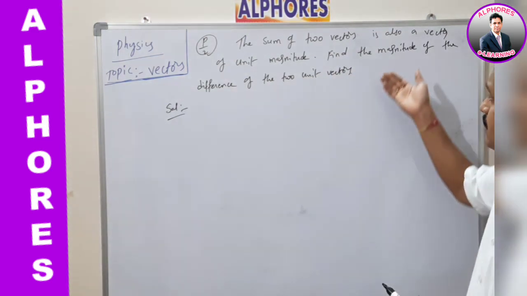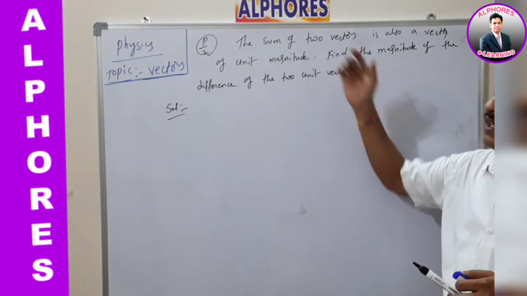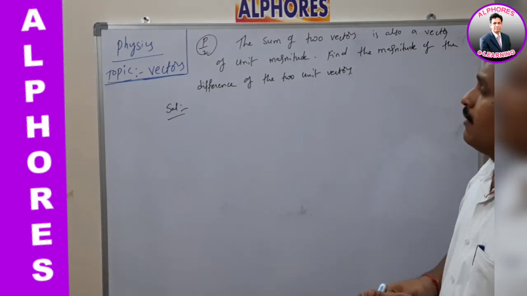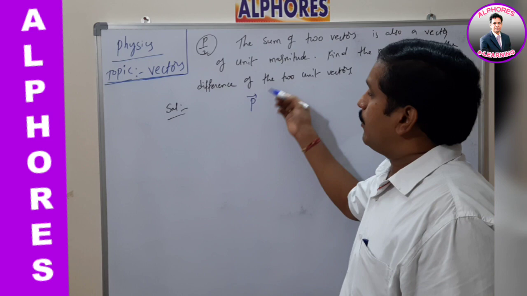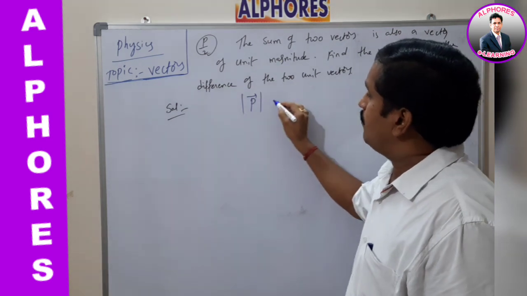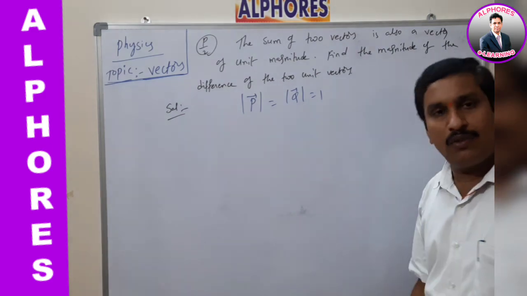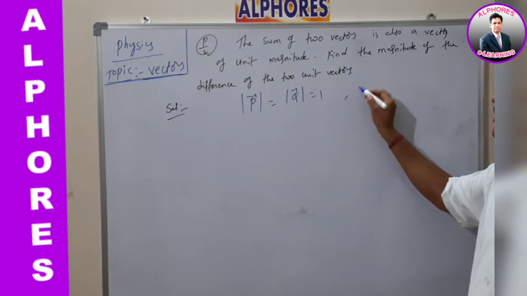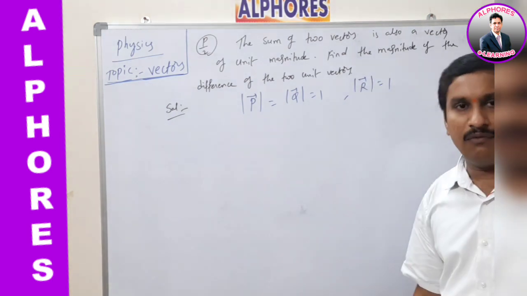In order to find the difference of two unit vectors, first we have to find the angle between the two vectors. Listen carefully. Before going to the solution, let us say P bar and Q bar are any two vectors. The magnitudes of the two vectors as per the question are 1. And the resultant of these two vectors also has magnitude 1. That means the magnitude of R bar is also 1 as per the question.